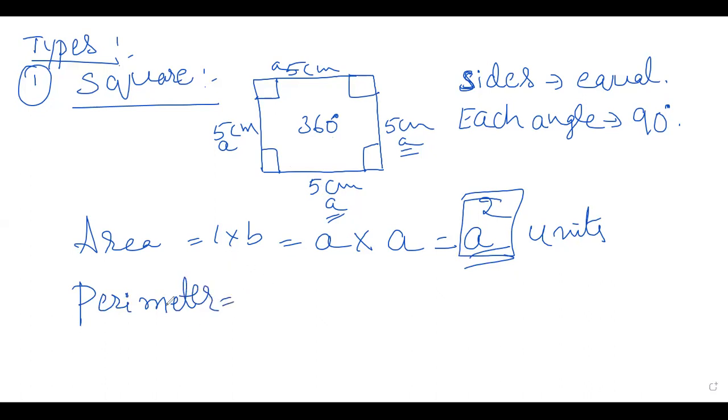First, tell me what you mean by perimeter. Yes, it is the total length of all the sides. It is the boundary. Boundary anta yenide, boundary ge navu perimeter anta heltevi. The total length of all the sides is called perimeter.